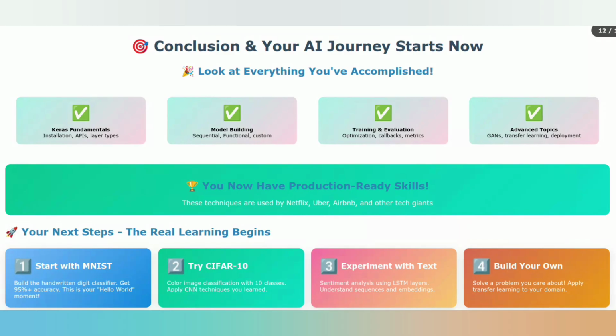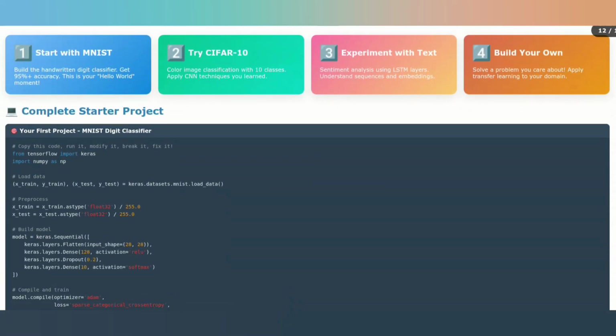But learning doesn't stop here. Here's your homework, and I really mean it, because the only way to truly learn deep learning is by doing. Start with the MNIST digit classifier. That's your hello world moment. Once you get 95% plus accuracy on that, try CIFAR-10 for color image classification. Then experiment with text processing using LSTMs or transformers.